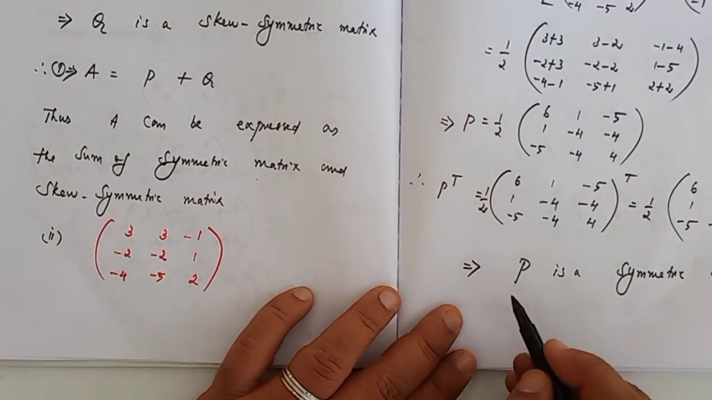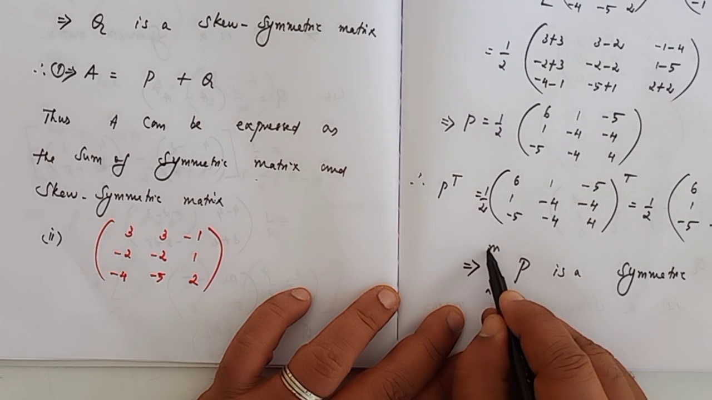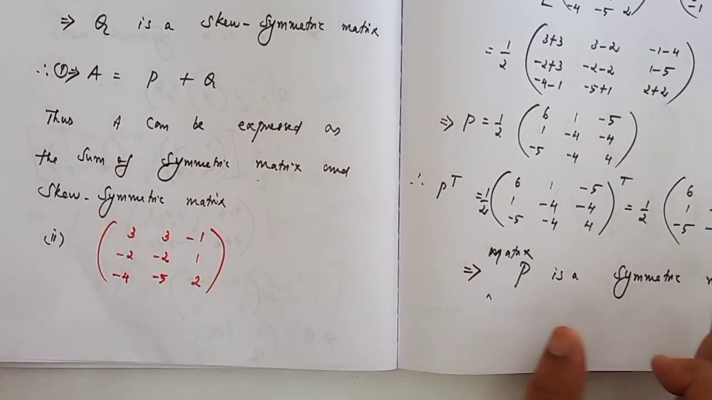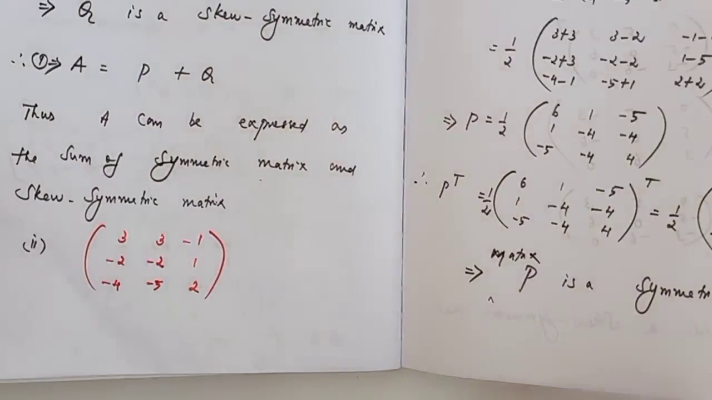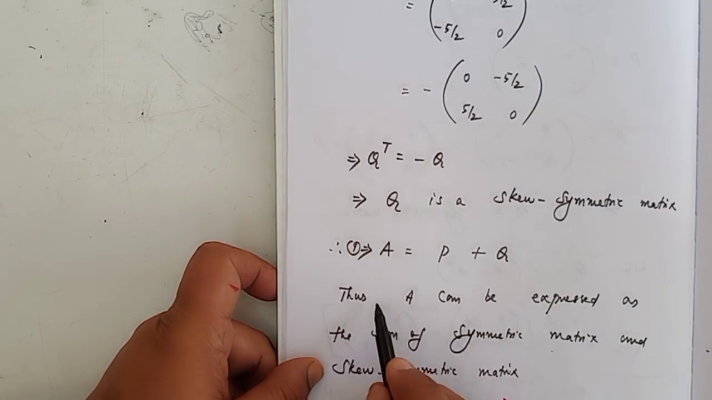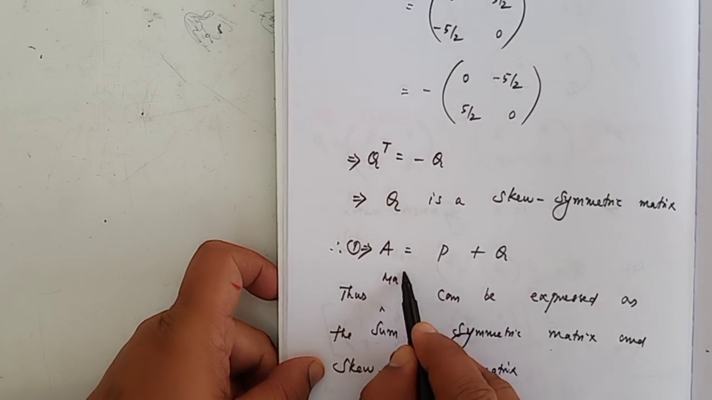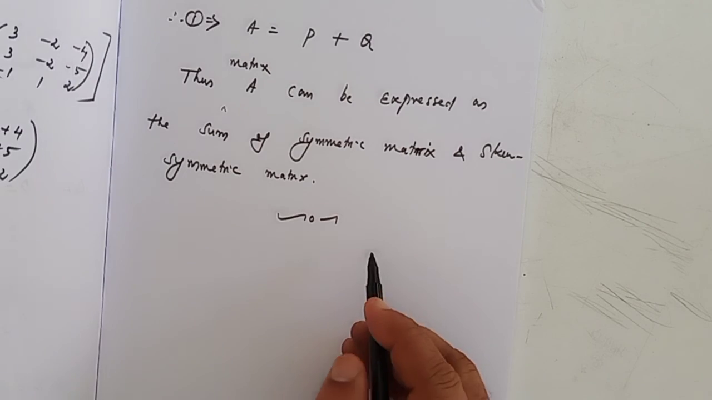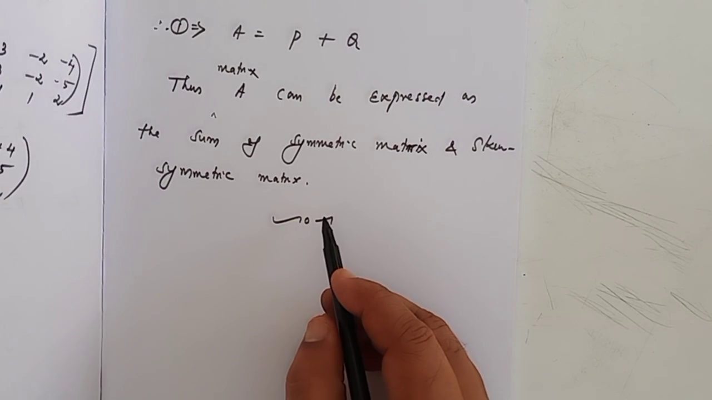Here also you write matrix P. So P refers to matrix P only. Here, thus matrix A. That's all. So skew symmetric matrix. Over.